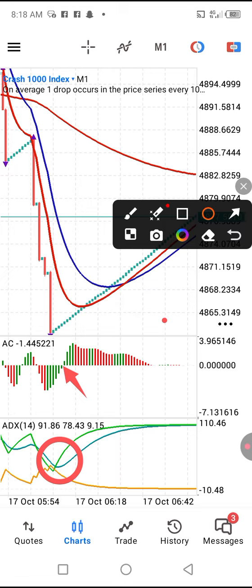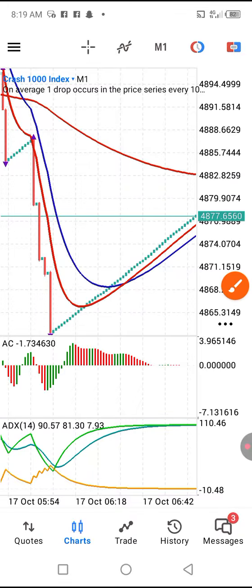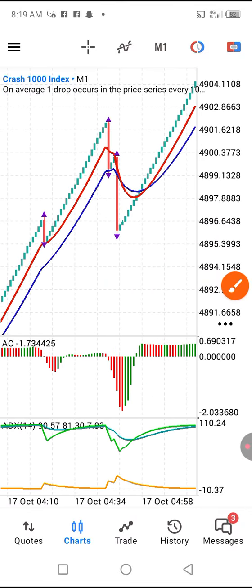When the green crosses above the orange line and your AC accelerator is above the zero line, you can take your 10 candlesticks successfully with no spike. Let me show you guys another example in this.